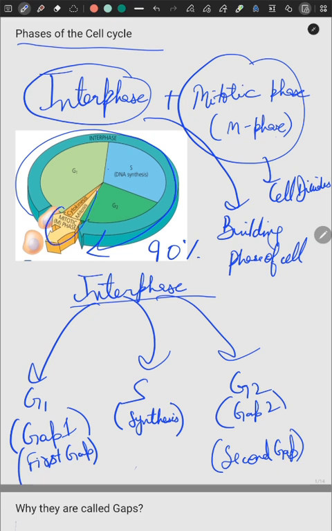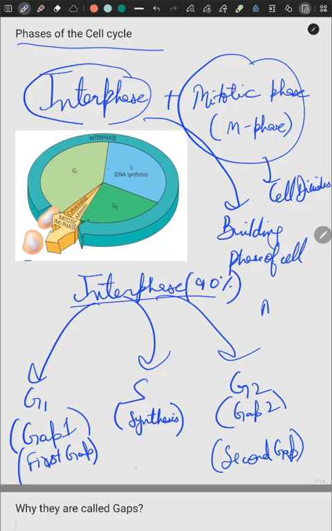Now we talk about the mitotic phase. In this one, the cell divides. It is the shortest phase. For example, if interphase takes 90% of the time, the mitotic phase, or M phase, takes 10% of the time for the cell division.